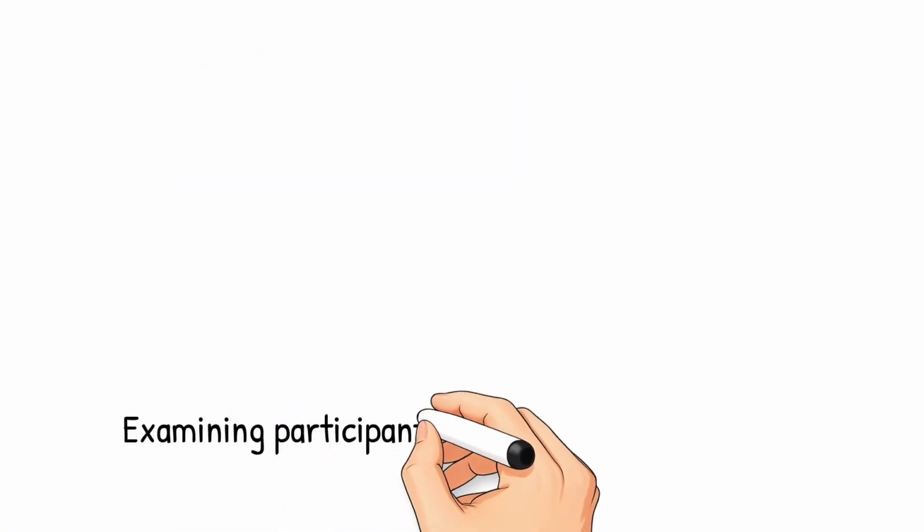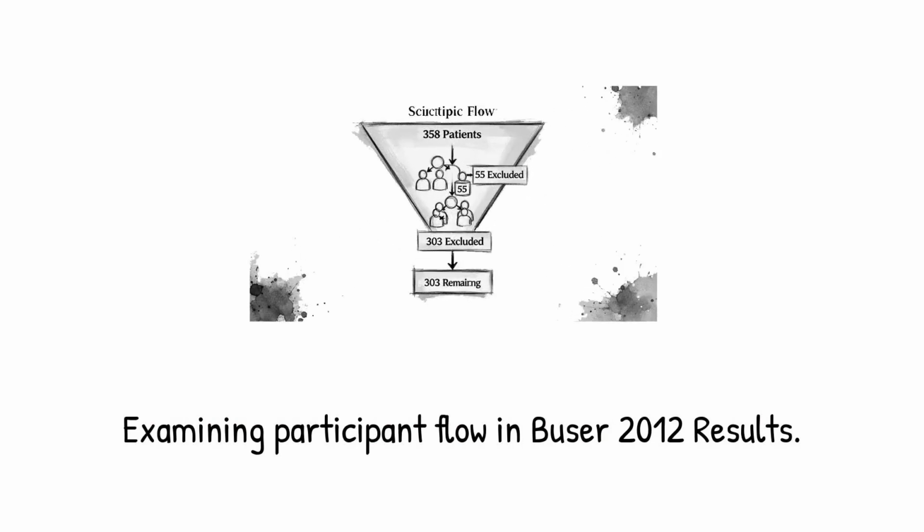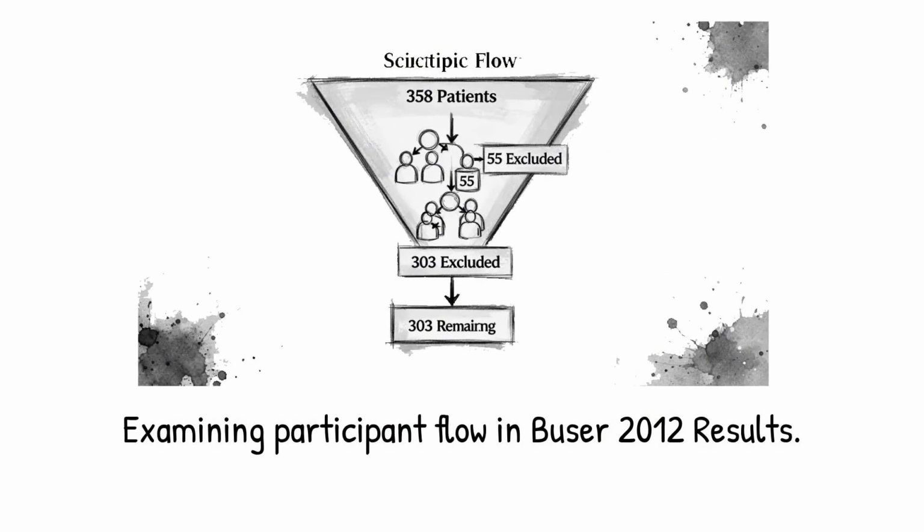First, participant flow. The records of 358 patients fulfilling the inclusion criteria were identified. 55 patients, 15.4%, were not available for examination. 303 patients agreed to participate. This is the same number from the methods episode.